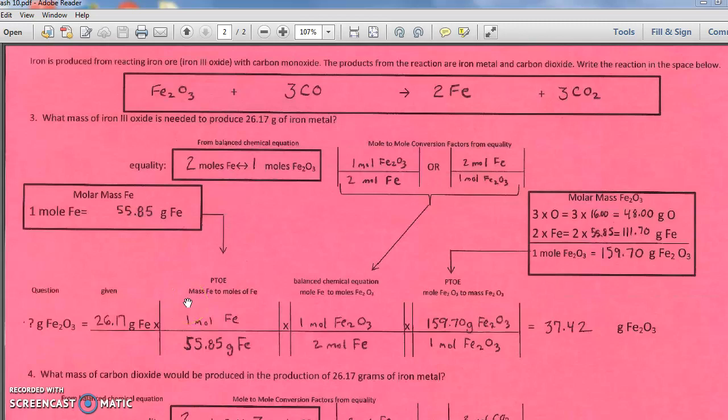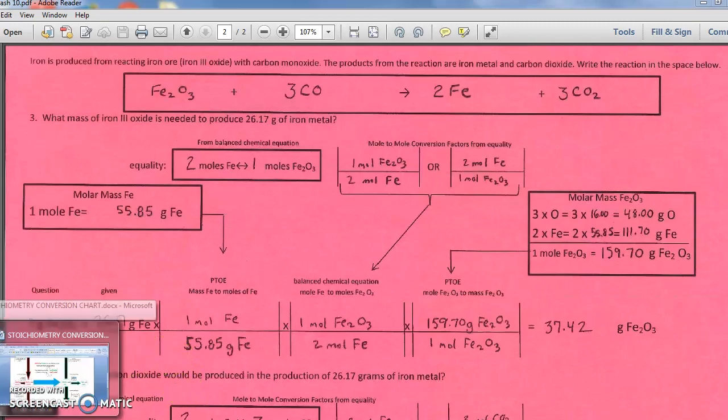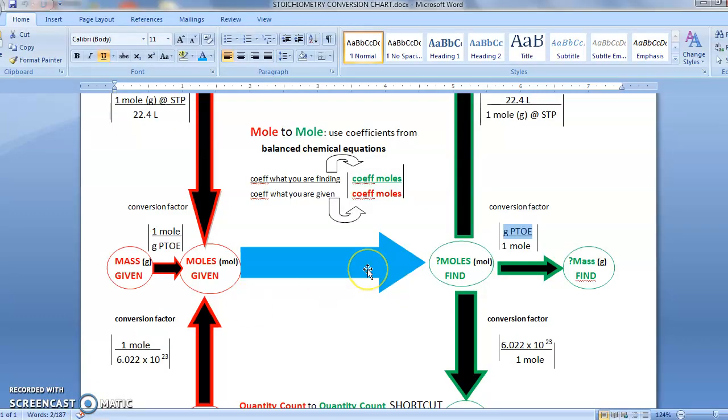Welcome to our second help video over mass-to-mass stoichiometry. We're looking at the handout 9-10, and the second help video here is over the back of the handout, problems 3 and 4. Again, these are mass-to-mass reactions. When doing mass-to-mass stoichiometry, it helps a little bit to have this chart out in front of you.